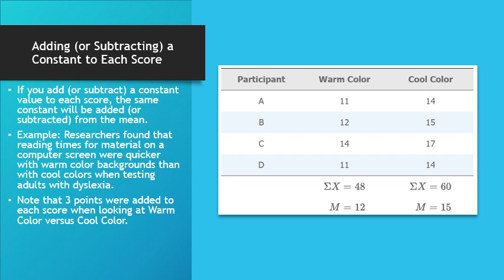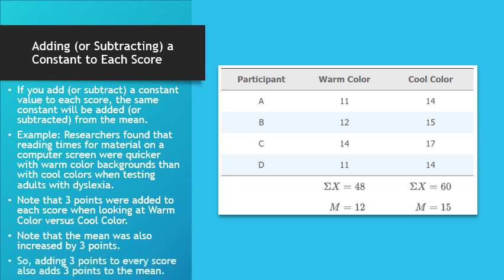So let's look at what this did for the mean overall. So the mean of the warm colors was 12, the mean of the cool colors was 15. Notice that because we added 3 points to every single score, the new mean is now 3 points above the original mean. So by adding 3 points to every score, this also adds 3 points to the mean.